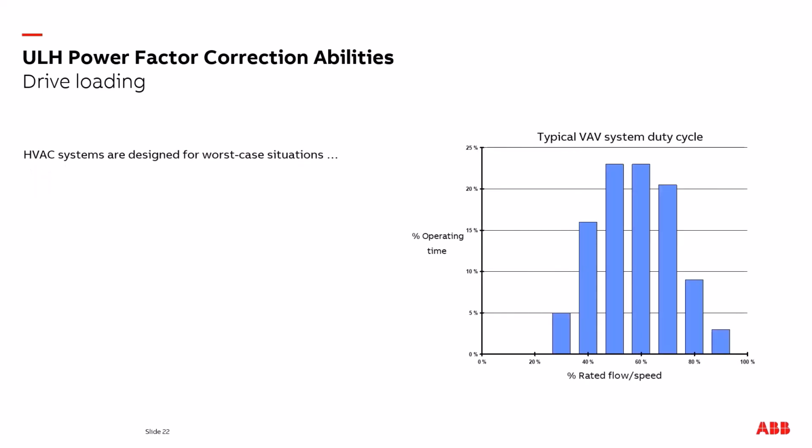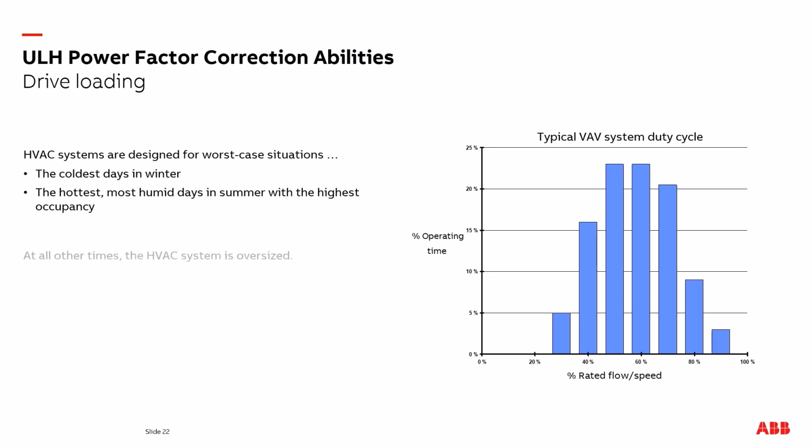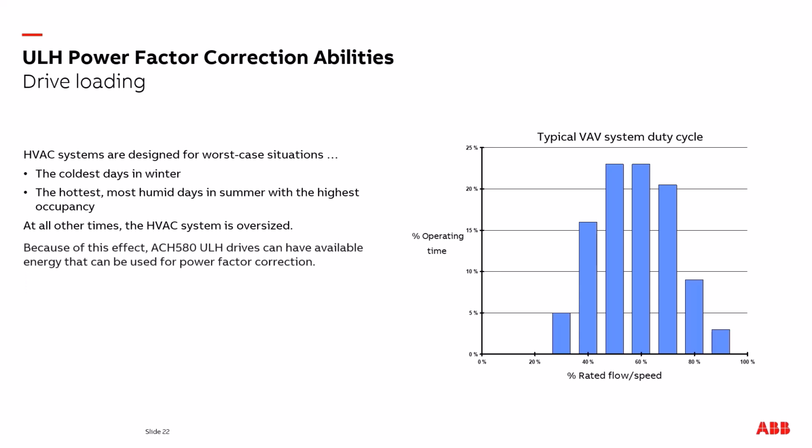When looking at the ULH power factor correction ability, one thing to look at is drive loading. HVAC systems are designed for the worst case situations, the coldest days in winter and the hottest, most humid days in summer, with the highest occupancy. For the most part though, all the other times the HVAC system is oversized. Because of these effects, the ACH580 ULH drives have available energy that can be used for power factor correction.